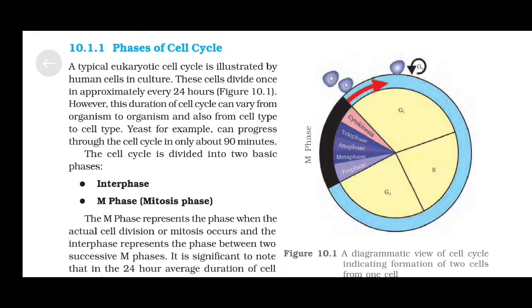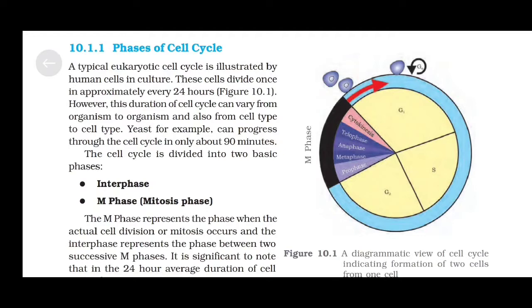Phases of cell cycle. A typical eukaryotic cell is illustrated by human cells in culture. These cells divide once in approximately every 24 hours. However, this duration of cell cycle can vary from organism to organism and also from cell type to cell type. Yeast, for example, can progress through the cell cycle in only about 90 minutes.